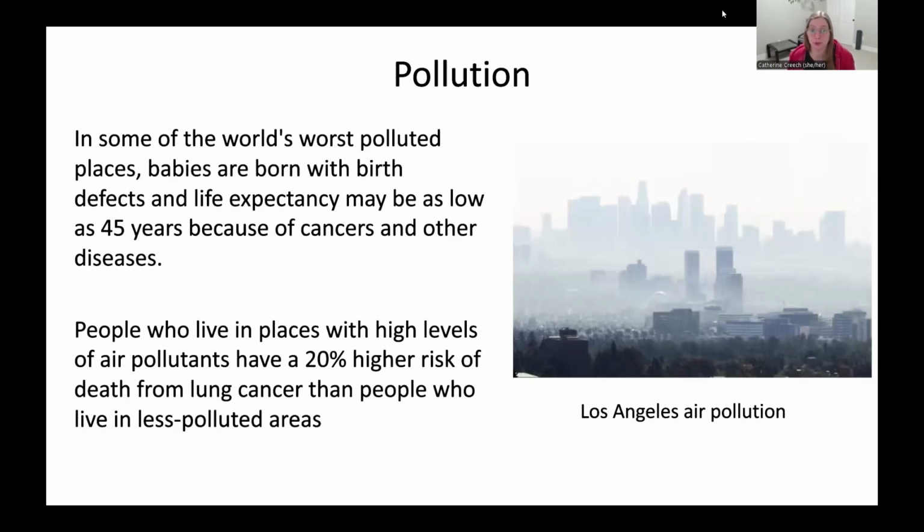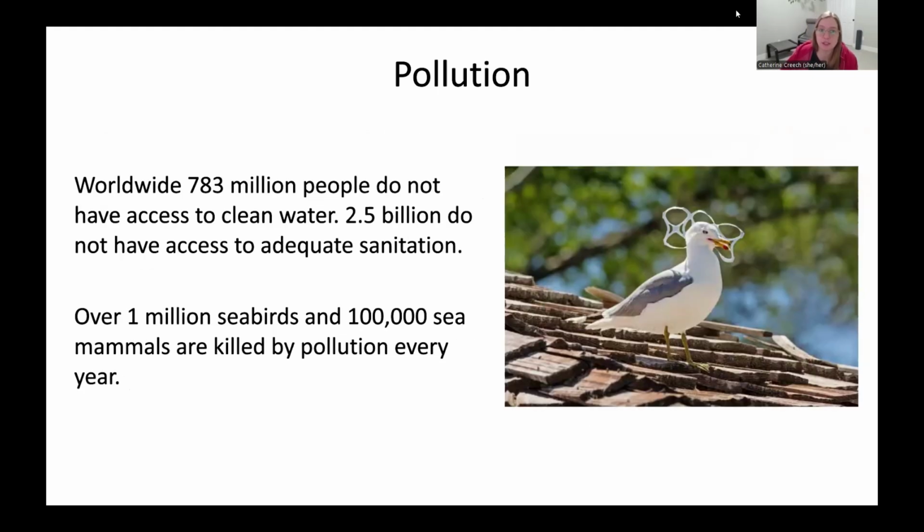In some of the world's most polluted places, babies are born with birth defects, and the life expectancy of an adult can be 45 years because cancer and disease is that common because of the pollution. People that live in areas of really high air pollution have a 20% higher risk of death from lung cancer than people that live in less polluted areas. So these are drastic effects on humans. We also see effects on animals and wildlife.